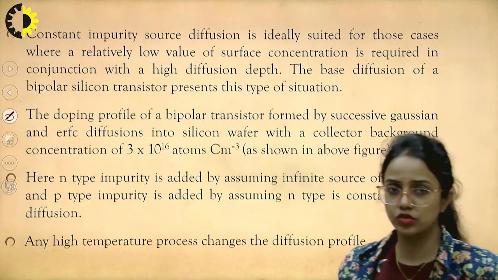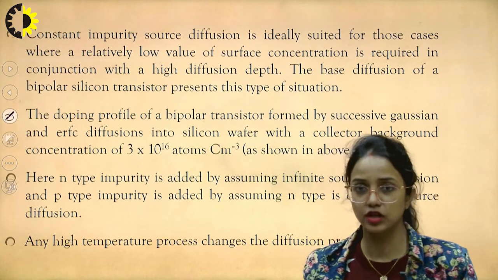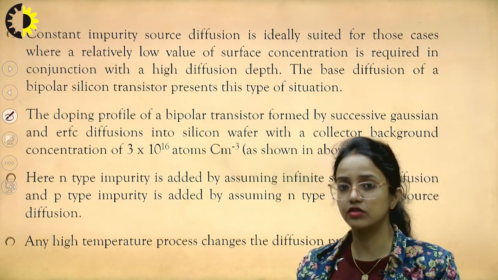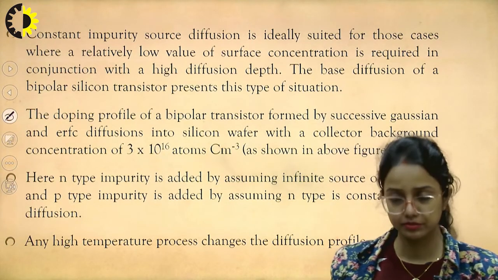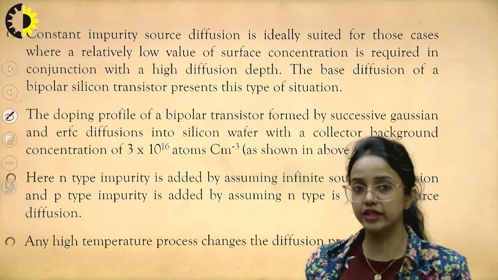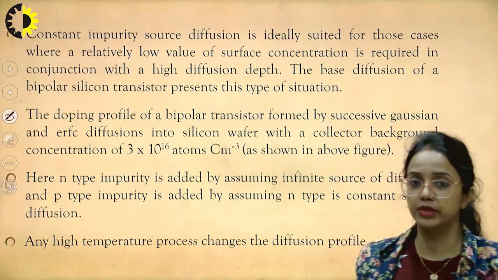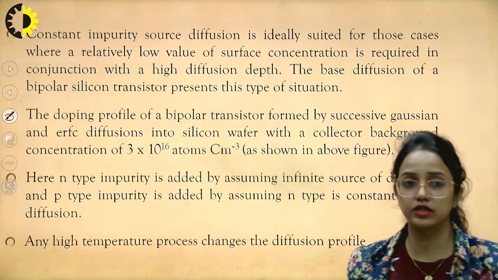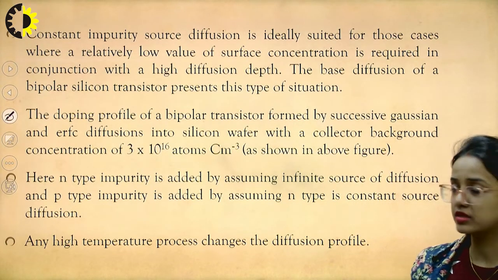Constant impurity source diffusion is ideally suited for those cases where a relatively low value of surface concentration is required in conjunction with high diffusion depth. So the base diffusion of a bipolar silicon transistor presents this type of situation.